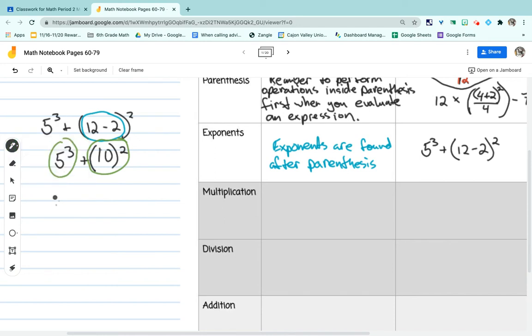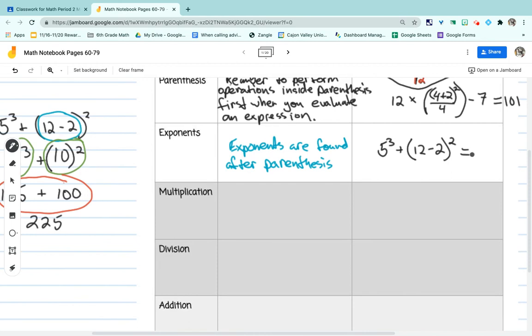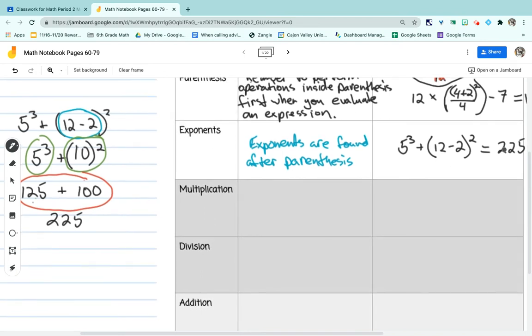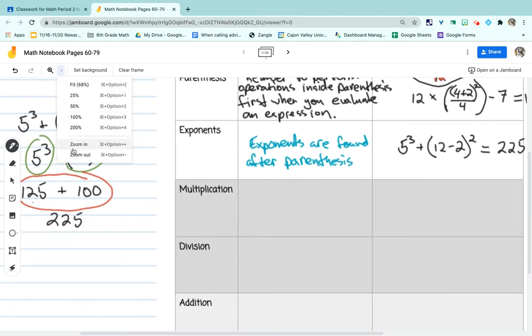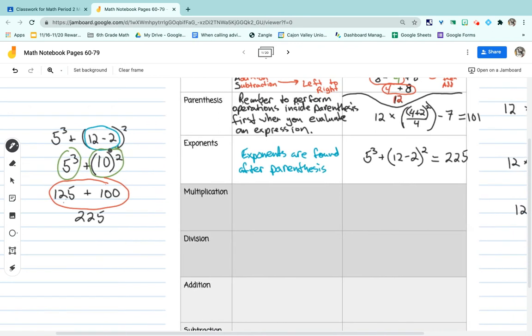Now 5 to the third power, 5 times 5 is 25, times 5 is 125. And 10 to the second power is 10 times 10, which is 100. And then finally, we have addition that I do next. And 125 plus 100 is 225. So this one is 225, a little less time consuming than the one we did earlier. Okay, so exponents come after you find the value of what's inside the parentheses, or perform the operation within the parentheses.